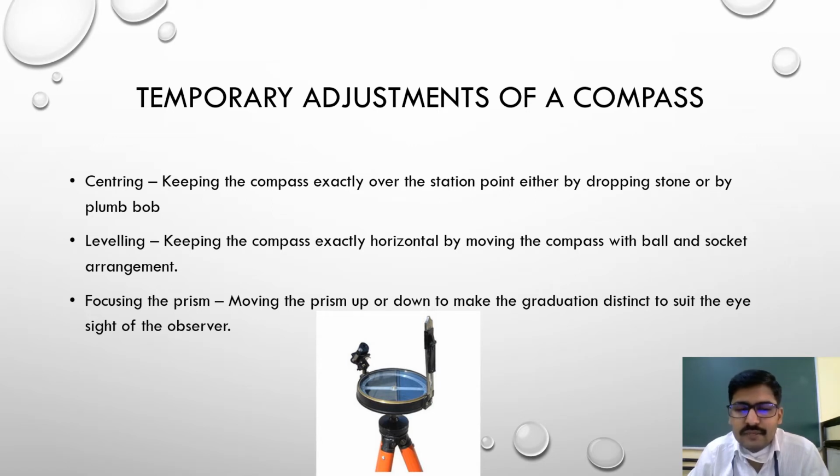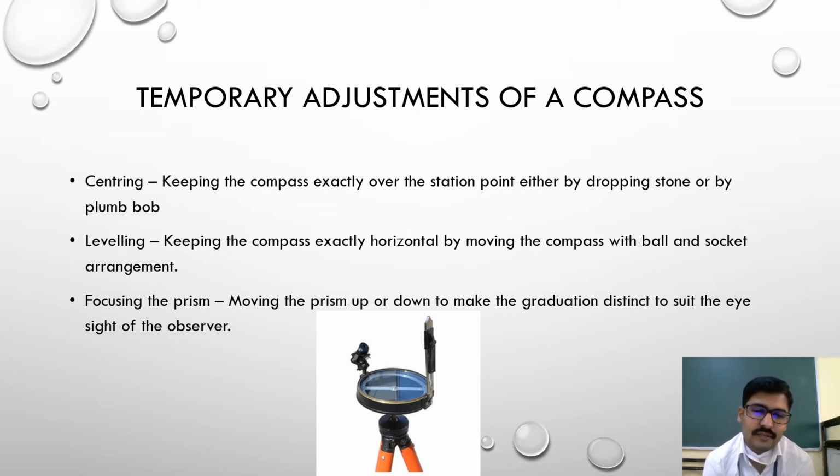And the second temporary adjustment is leveling. Leveling in the sense what? When you rotate the compass, you should have the magnetic needle freely oscillating. Freely oscillating in the sense what? The needle is not touching the glass plate, or even the bottom of the compass. You should always have the needle without touching the glass or the compass box. So keep this in your mind.